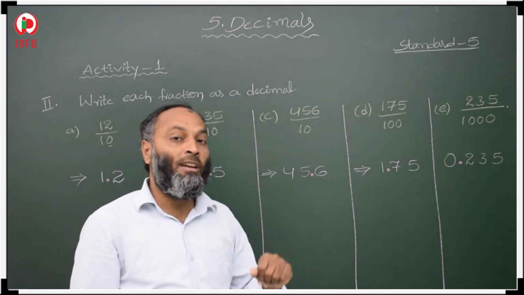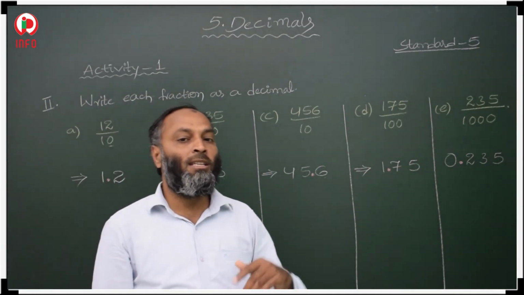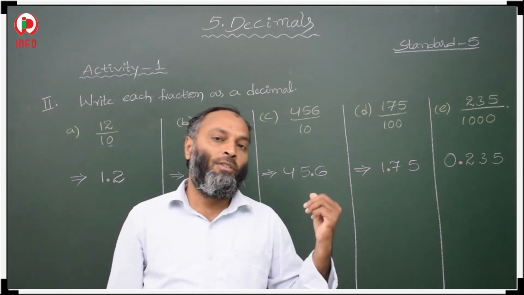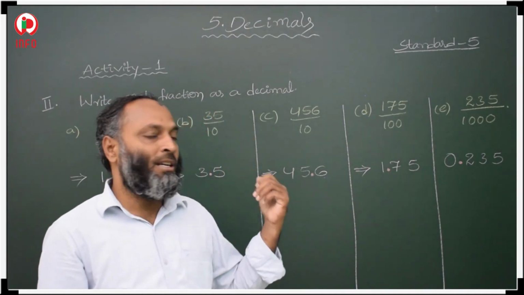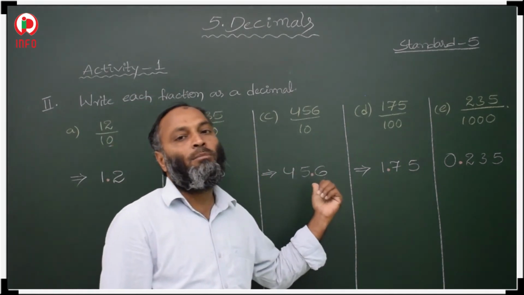This is only when the denominator is tens, hundred, thousands. In other cases, another method is there. In the case of denominators like tens, hundred, thousand, 10,000, we have to follow this method.